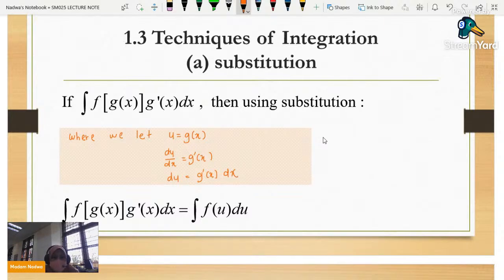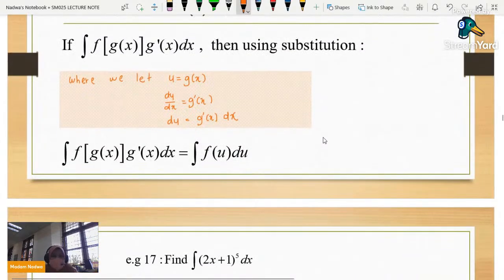So kalau awak perasan, bila kita dah let u equals to g(x), so apa akan jadi dekat function ni? Instead of f(g(x)), kita boleh tulis dia sebagai f(u). Sebab g(x) ni kita dah let u sebagai u. F(u). Okay, satu. Dah settle. Okay, f(g(x)) dia akan jadi f(u). G prime x dx adalah sama dengan du. So instead of writing it as g prime x dx, dia adalah du macam tu.